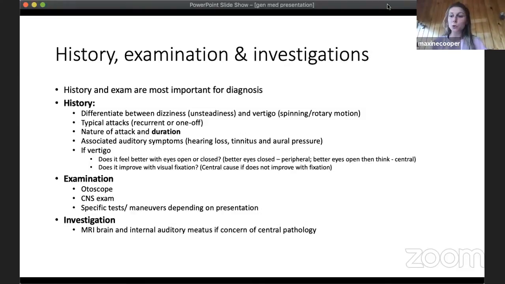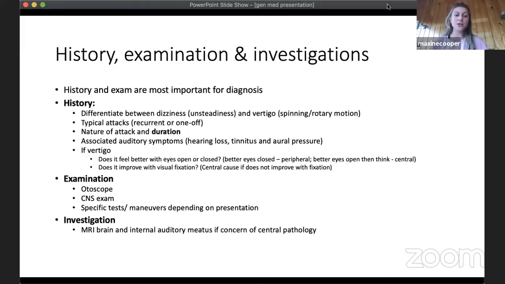So they close their eyes, they're getting less information, less confusion, and they feel less sick and dizzy. Whereas if it's a central cause, often it feels better when their eyes are open and they're getting more information in. Another good question would be, does it improve with visual fixation? So if you're staring at something, does that improve the vertigo? With a central cause, it often doesn't improve with fixation, whereas vice versa for a peripheral. So just some clever questions you could ask there.